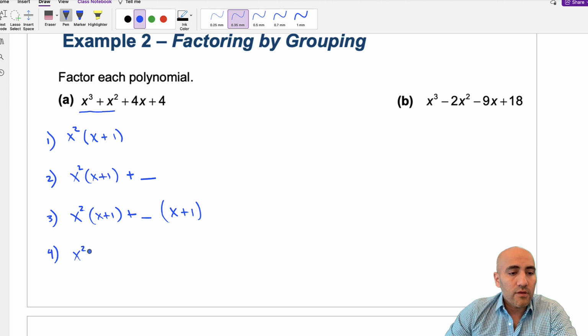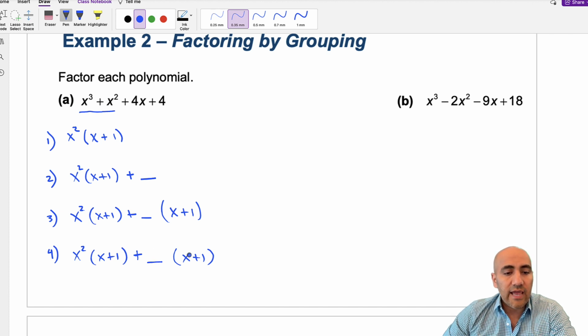Step 4, like this, plus blank copy. And now this is when I finally focus on the last 2 terms. I want to fill in this blank such that whatever value goes there times x gives you this first term, 4x, and blank times this 1 gives you that last term. So hopefully there's a value you can find there. In this case, it's not too bad. It's a 4. 4 times x gives you 4x, and 4 times 1 gives you a 4.